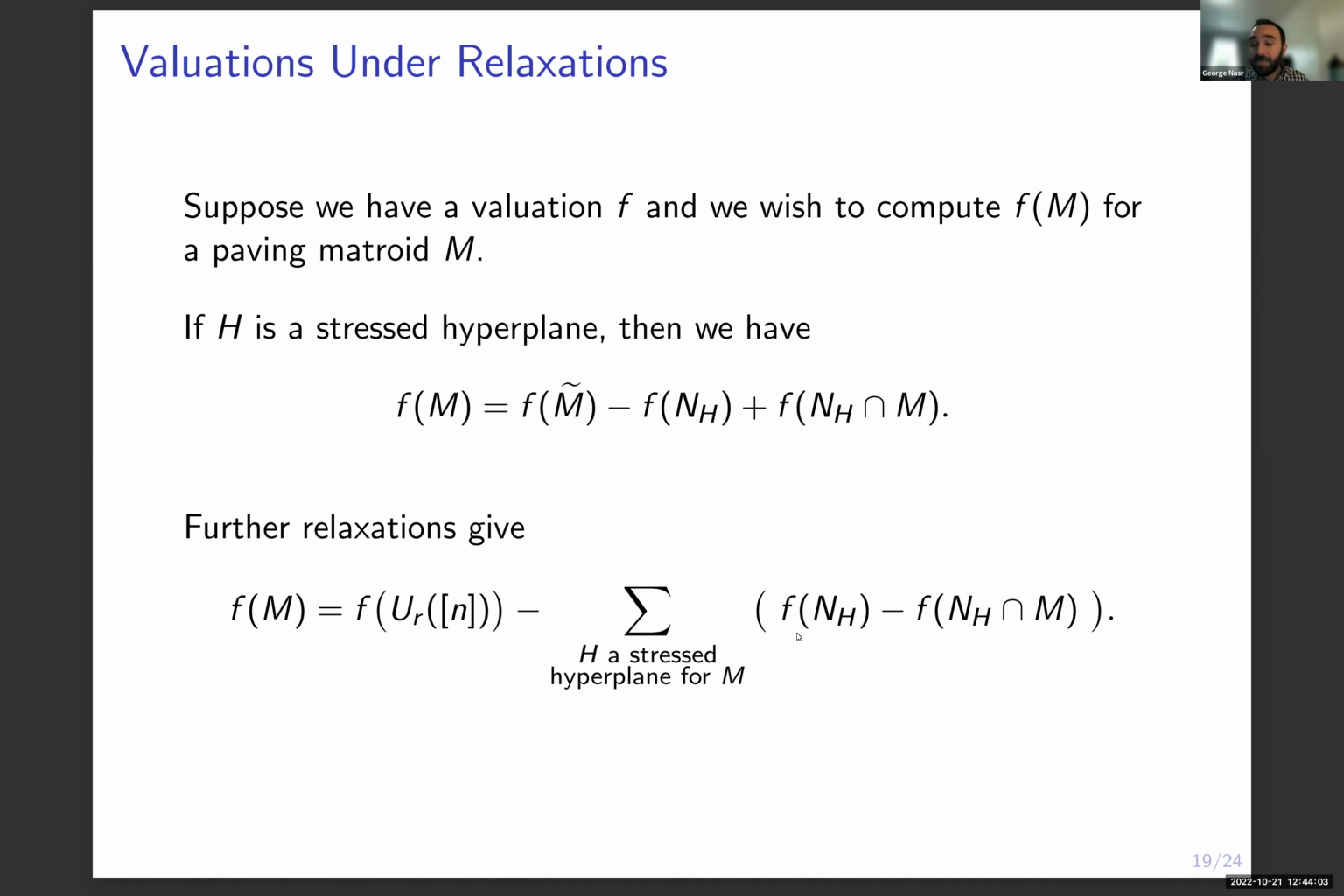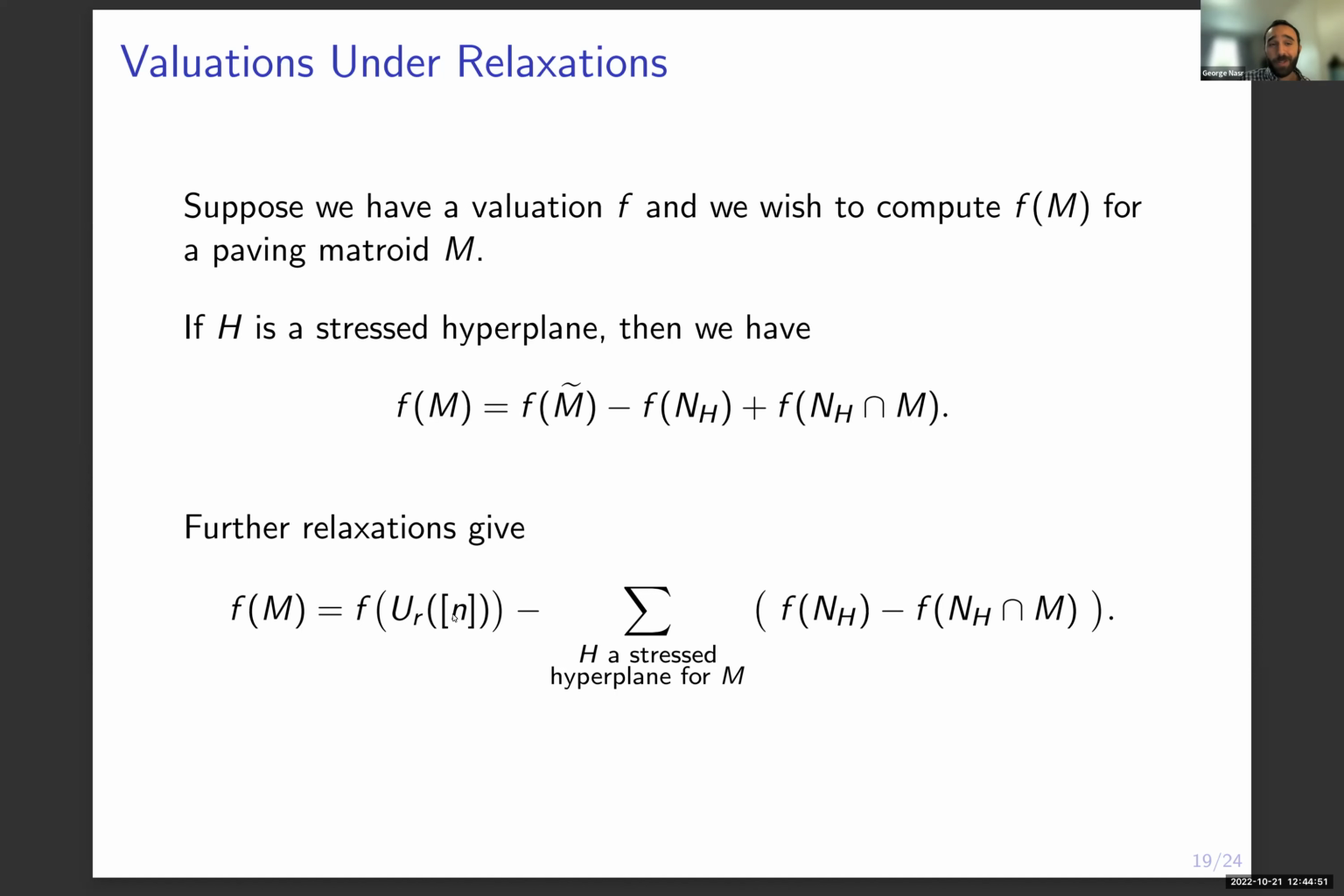So what I have done is I have used the relaxation operation to take any valuation of a paving matroid and express it as the valuation of a uniform matroid minus a bunch of these things. And the idea is that I can use this as a way to compute the valuation for a paving matroid. At this point, even if you weren't so happy up to now, you could be looking at this and saying, this looks way worse than what you started with. Instead of computing the valuation for one thing, I have to compute the valuation for a whole bunch of things. But it turns out that these things are substantially easier to compute than the paving matroid case.